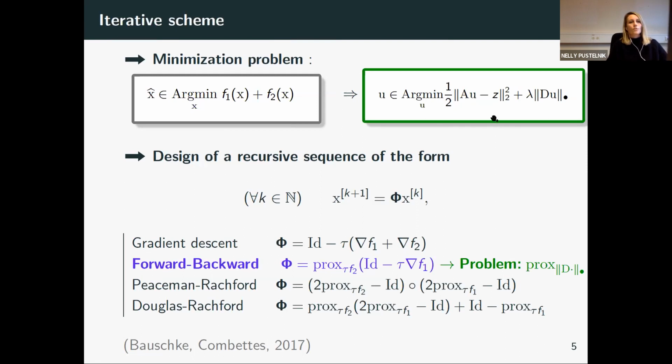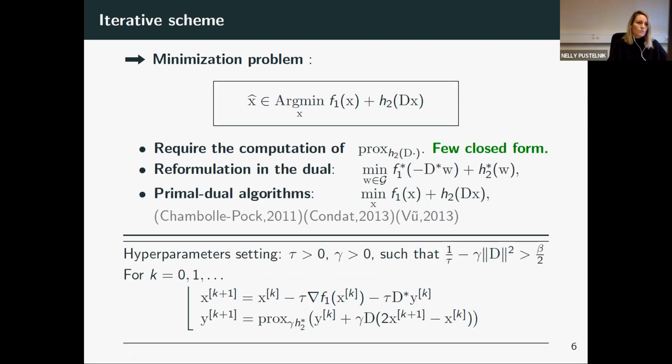The problem is that for the analysis version, that is no longer true, because you can compute the gradient descent, but then you need to compute the proximity operator of the L1 norm composed with the operator D. And in that case, you can have some closed form expressions, but only for very specific D. So the first developments were dedicated to forward-backward, and a few years later, after the developments related to primal-dual algorithms, we were able to deal with the analysis formulation.